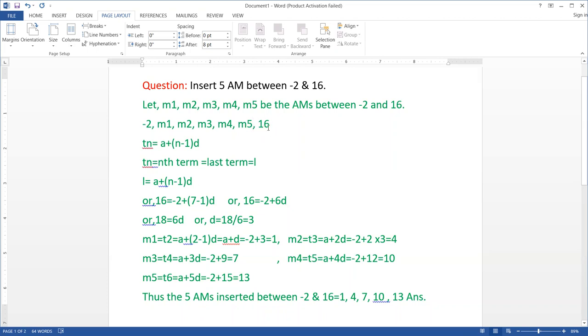After this, you can see the last term is 16, so 16 is written instead of L, and the first term is -2, so -2 in its own place. And n means we are counting M1, M2, M3, M4, M5, the 5 terms that we are going to insert, and -2 and 16 are also inclusive, so the total number of terms becomes 7. So n is the number of terms.